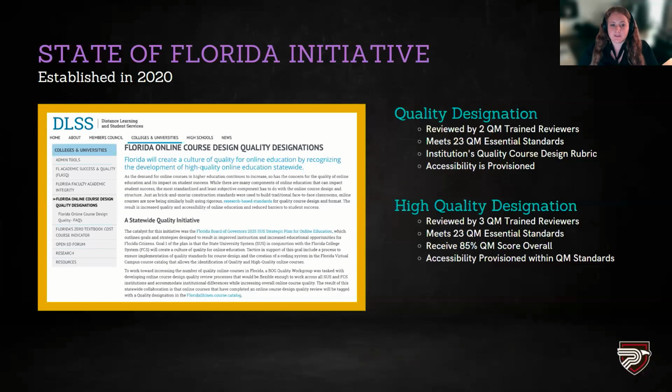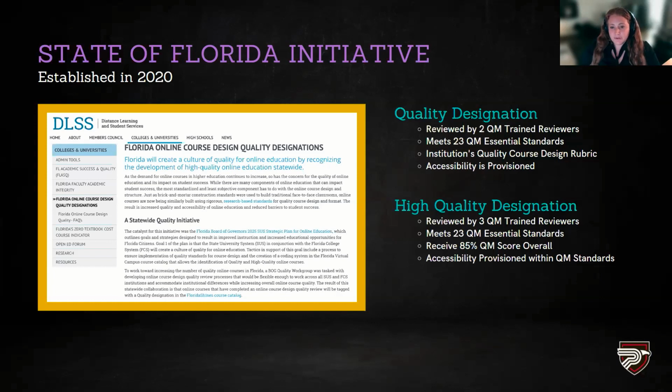All right, so I'm going to talk to us about our starting point. The state of Florida has an initiative for their 2025 strategic plan, and basically they set forth parameters for institutions to have their courses designated as quality. So you have a quality and a high quality designation. So the high quality designation would be a full QM review. So that is 3 QM trained reviewers reviewing the course. It has to meet those 23 QM essential standards. They follow the 85% score overall rule, and they look at accessibility.